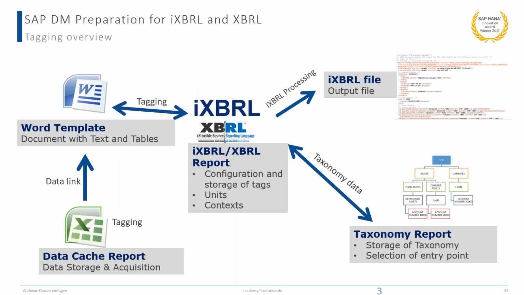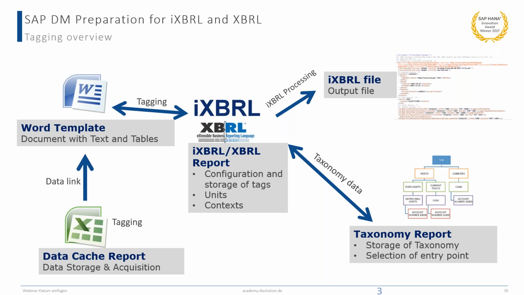You need to have, for each entity that you are preparing, either iXBRL or XBRL, 4 reports. 3 of these reports are specific to your entity, and the 4th report is generic for all of your entities. The taxonomy report is a place where you would upload your taxonomies. Now, these taxonomies can be base taxonomies, for example in the context of IFRS, which are downloaded and available online and need to be uploaded into DM.